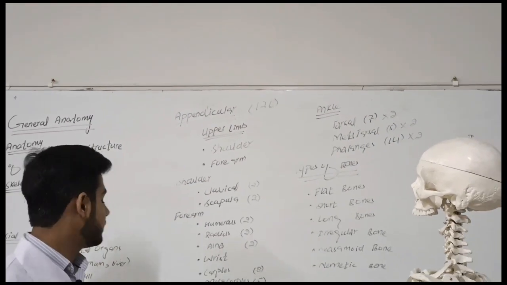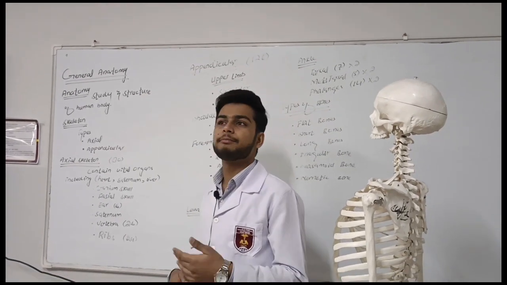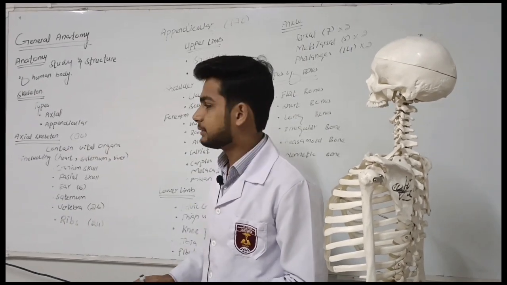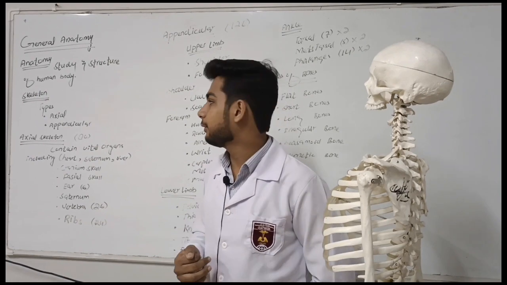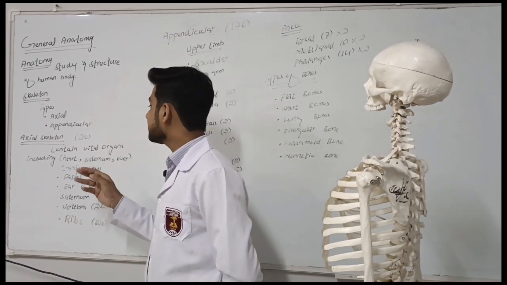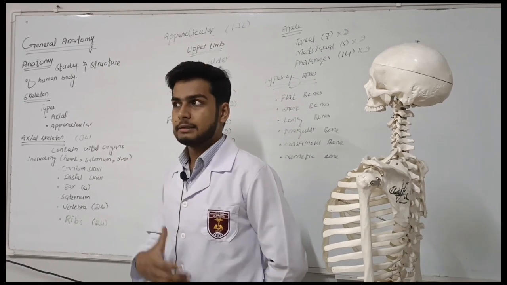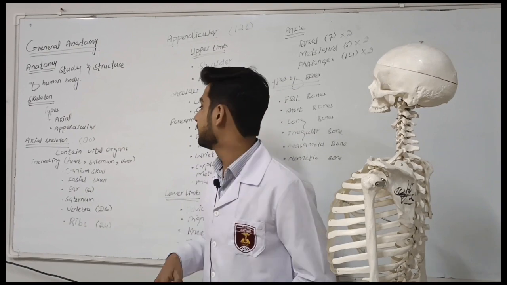Now we discuss the axial skeleton. The axial skeleton consists of many bones, but we will discuss all of these 80 bones. The role of the axial skeleton in our human body is that it protects vital organs like the heart, lungs, and those inside our abdominal part.